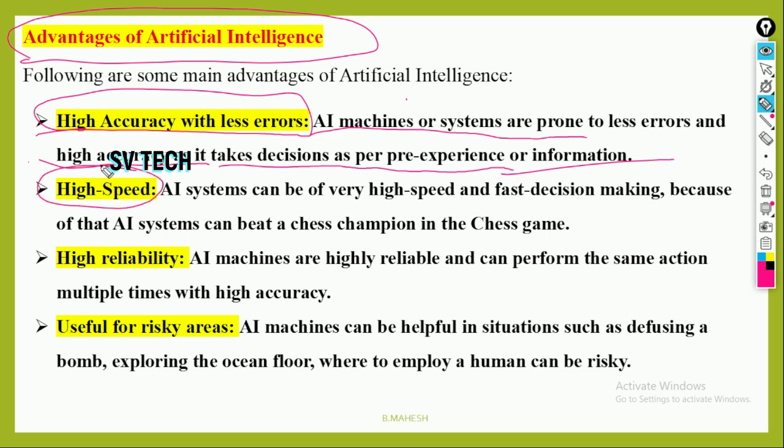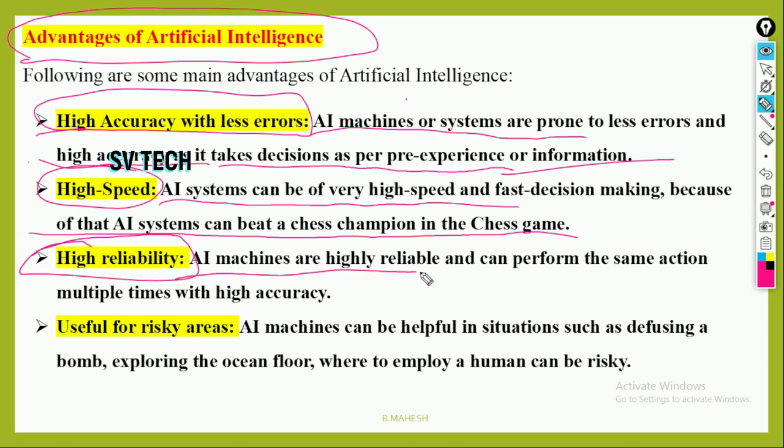Second one is high speed. If a human does any work, it will take so much time, but AI systems can be very high speed with fast decision making. Because of that, an AI system can beat a chess champion in the chess game. High reliability. So AI machines are highly reliable and can perform the same action multiple times with high accuracy.